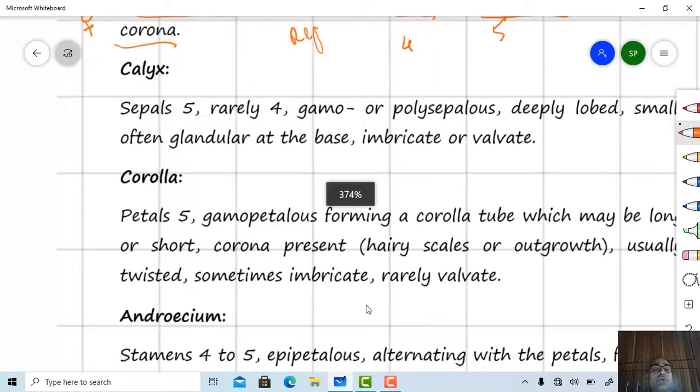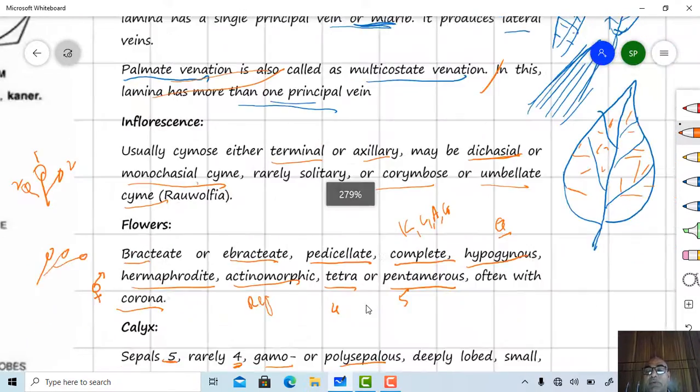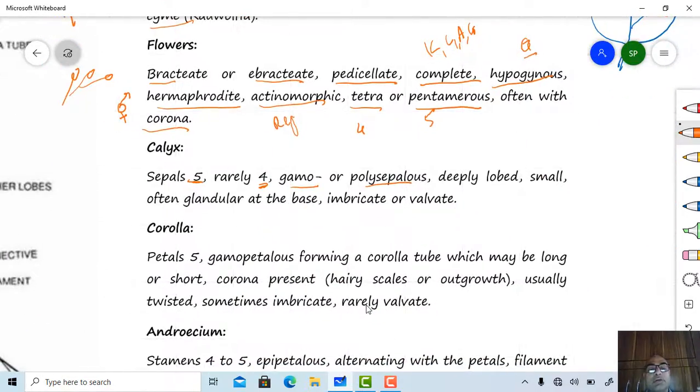Just say about the calyx, usually sepals are 5, rarely 4, either gamosepalous or polysepalous. Okay, these sepals are deeply lobed. If they are gamosepalous, then such a type of deep lobe will be present. Deep lobe, small, often glandular at the base. Glands are present at the base, either imbricate or valvate kind of aestivation present in the calyx whorl.